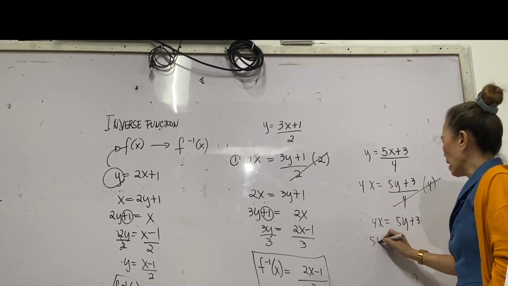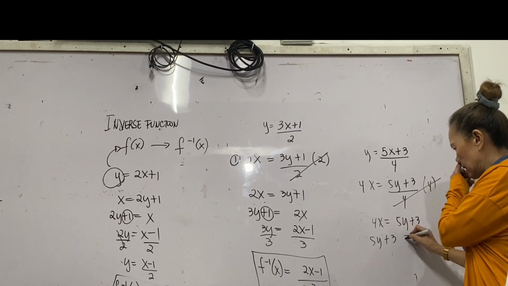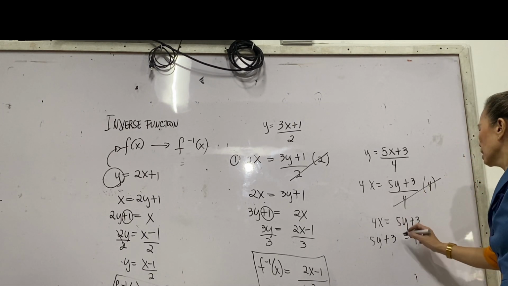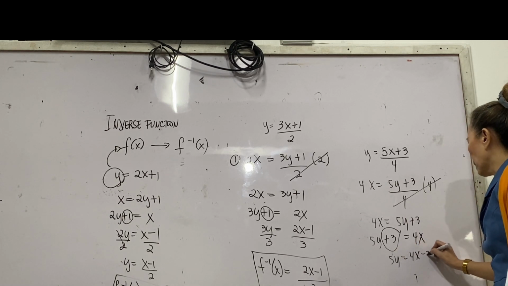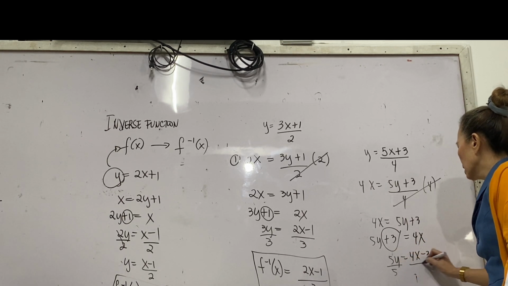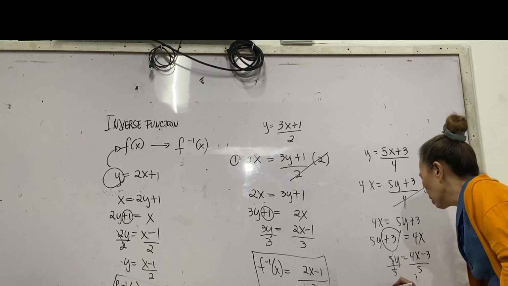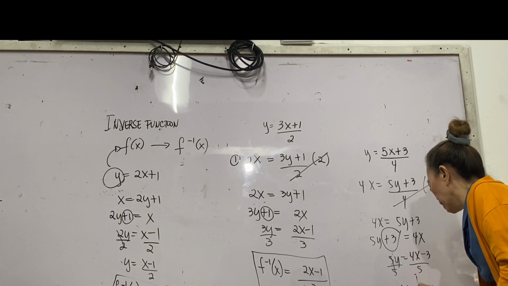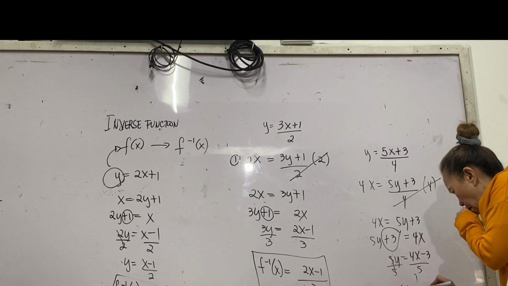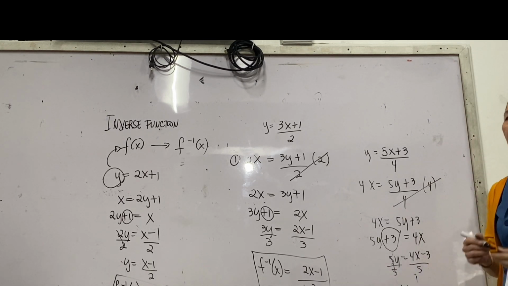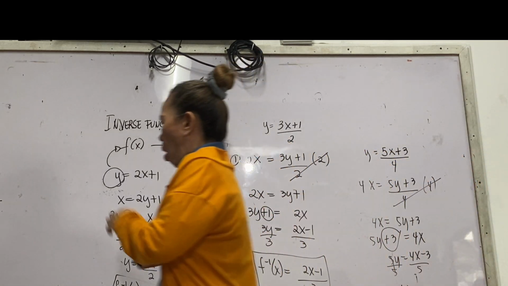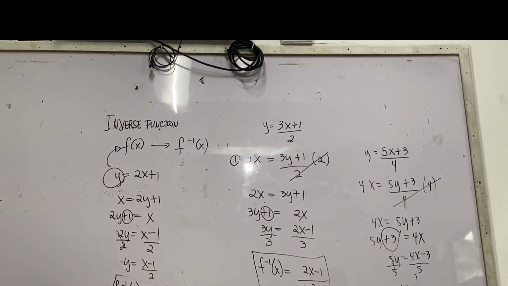Interchange. 5y plus 3 is equal to 4x. Lipat sa kabila. 5y is equal to 4x minus 3. Both sides divide by 5. So, f raised to negative 1 of x is (4x minus 3) over 5. Ayan po. Nasusundan po ba? Next.